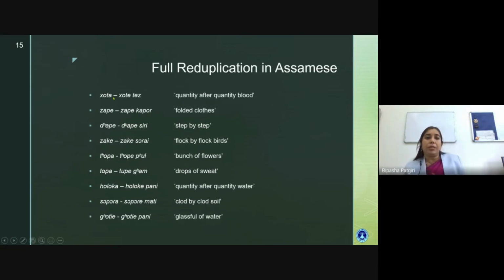In the first case, you can see hota hota, with the noun tels, which is the word for blood in Assamese, and kapur, which means cloth, etc. So hota is a kind of classifier. But when you say quantity after quantity of blood has been released, or has erupted from an injury or something, you can actually reduplicate the entire classifier, totally, fully. So these are certain examples, as you can see on the screen.